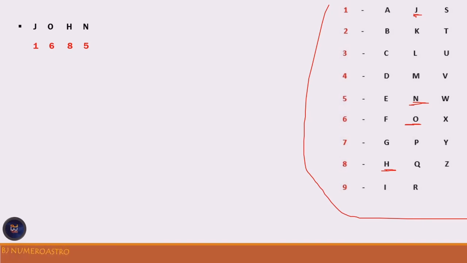So John gives 1685. In numerology, what we're going to do is just sum everything together. It will now be what? 1 plus 6 plus 8 plus 5. And what is 1 plus 6 plus 8 plus 5? That's 20. So we're still having a 2-digit number. Our aim is to arrive at a single digit. So 20 will now be equal to 2 plus 0, and that's 2. So that's telling us that someone bearing John will be having the value number 2.